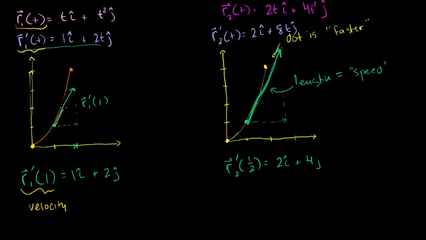You could calculate it using the Pythagorean theorem, but I just want to give you the intuition right here. I'm going this fast in this direction. Here I'm going even faster. That's my magnitude, but I'm still going in the same direction. So hopefully you have a gut feeling now of what the derivative of these position vectors really are.